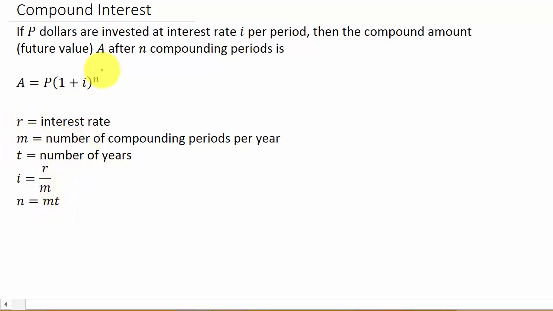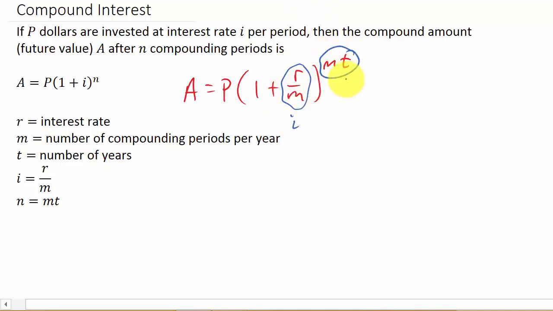All right, so in some of the textbooks, you may see the formula written a little different than this. Instead of using I and N, they'll write it out like this: 1 plus R over M raised to the M times T. But all we're doing here is saying that's I, and this is N. So we'll actually calculate these and just plug them into here. Okay, it all works out the same. I just think it's a little bit easier like this, because in some of the other formulas later on they actually use the I.